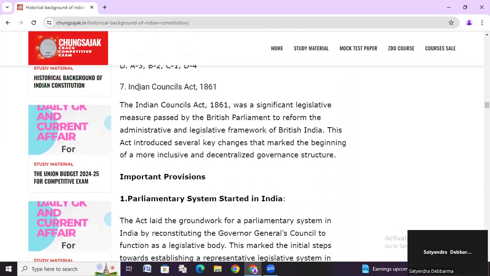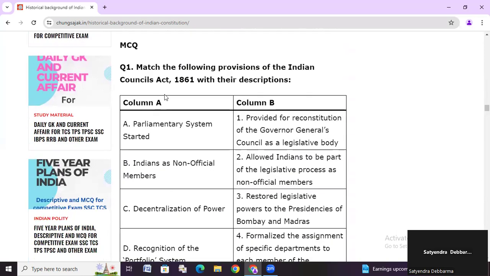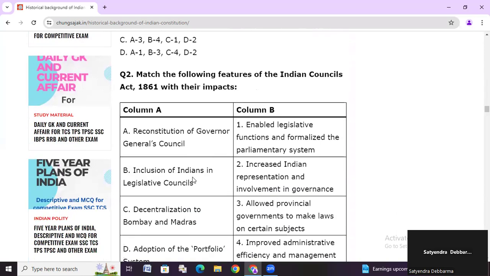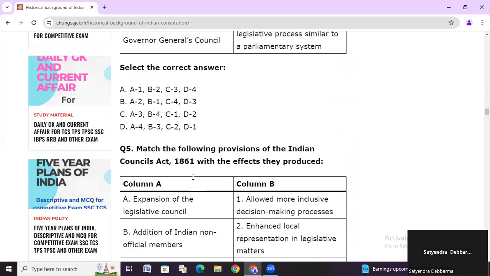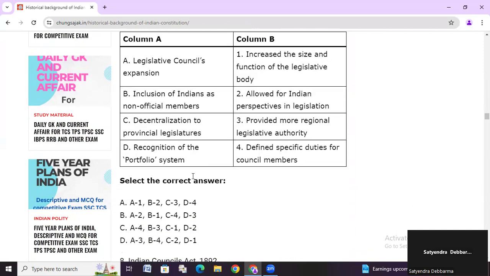Next, 7. Indian Councils Act 1861. Explanation, MCQ.